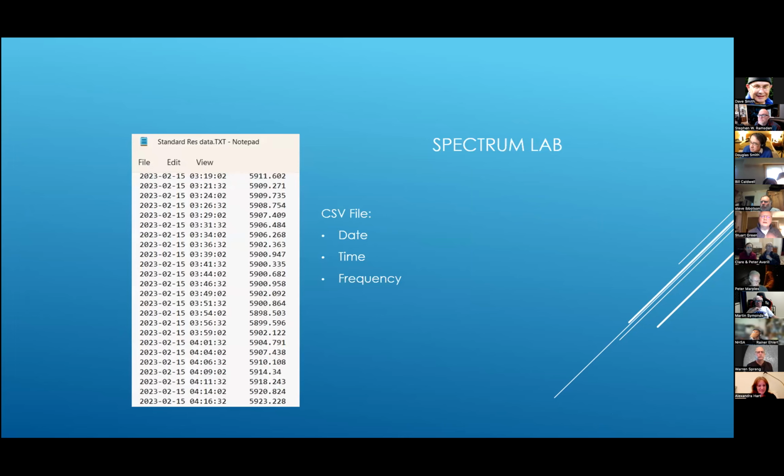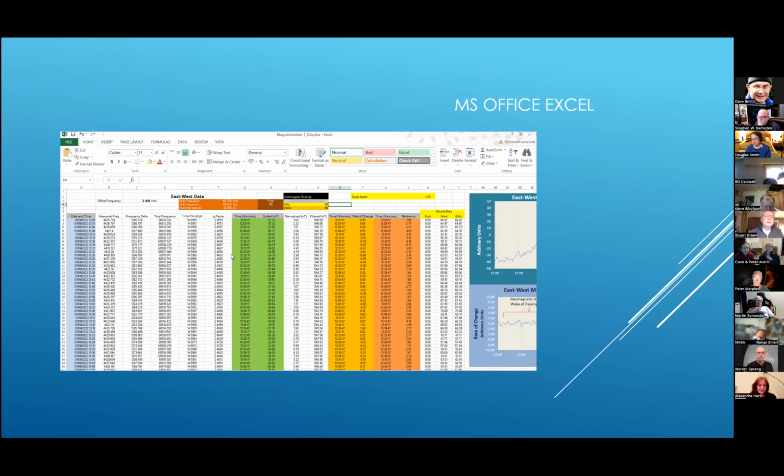So then I take a CSV file, comma separated variable file, from Spectrum Lab. I download a file from Spectrum Lab as it's still running, and this contains date, time, and frequency information. And then I can stick this into a spreadsheet, which does a lot of converting from frequency to nanotesla and some corrections and so on, and generates the charts. I haven't got the charts on here. It made it too wide to be practical on a screen.